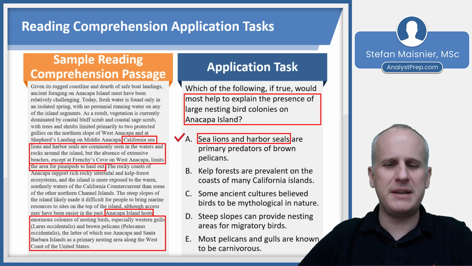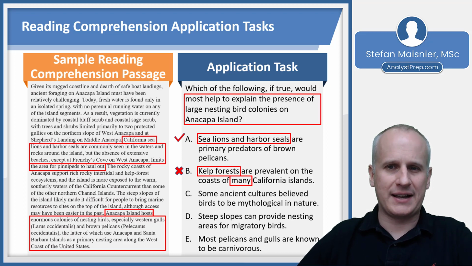Now, choice B, kelp forests are prevalent on the coasts of many California islands. Well, that "many" is something that we can eliminate relatively quickly because that shows that Anacapa might not be unique. And that's actually not necessarily going to explain the presence, because it doesn't show some sort of specific reason that Anacapa in particular is a safe place for these large colonies of nesting birds. So we can eliminate choice B. Choice C, we've got a delightful "some ancient cultures." That could not be more vague if it tried, and we know that vague answer choices are great reasons to eliminate for argumentation style tasks, whether they're critical reasoning or reading comprehension in this case.